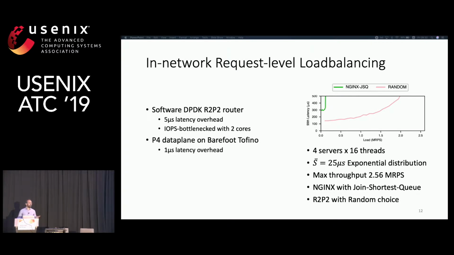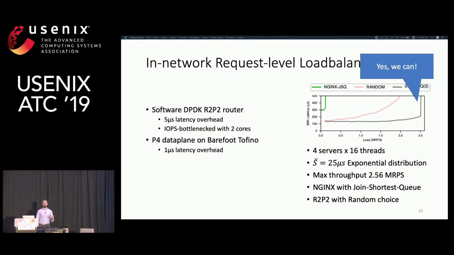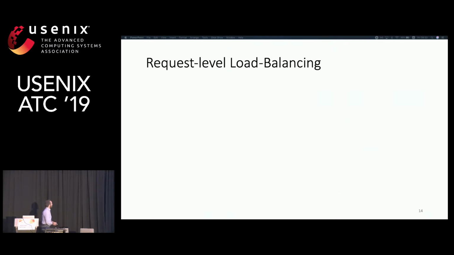And as we can see here with the pink curve, we can get significant throughput benefits compared to the case of NGINX. So can we claim victory? Yes, we can. But the question is, can we do better than that? And fast forward, we can even do better than that. So we built a system that can actually deliver the gray line. And let's take a look at how we got there.